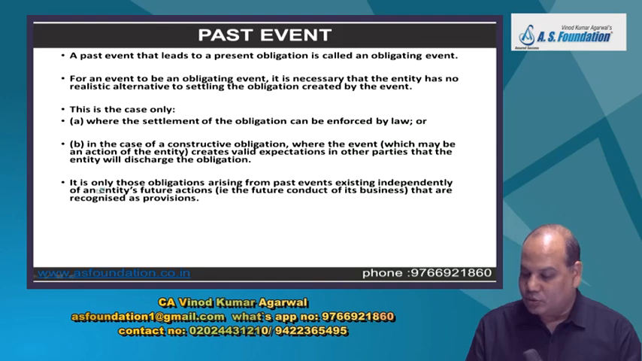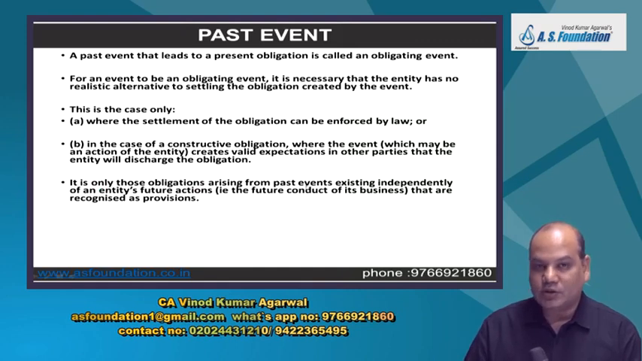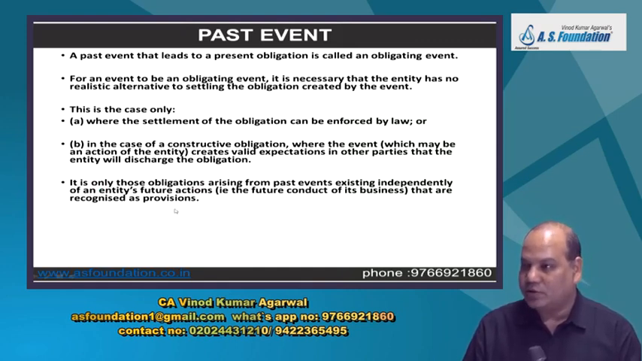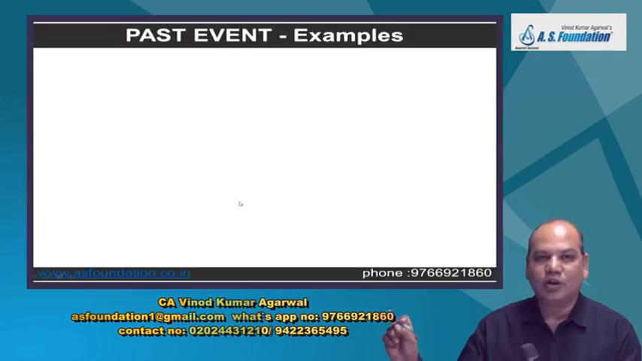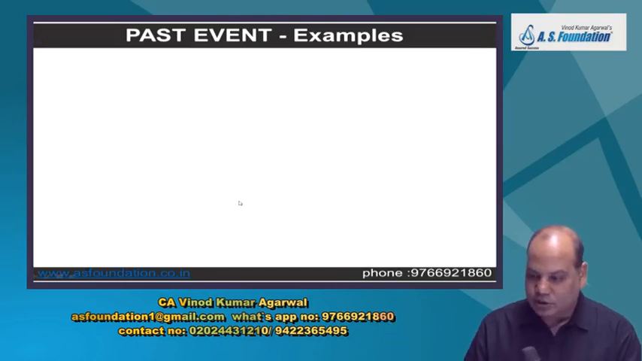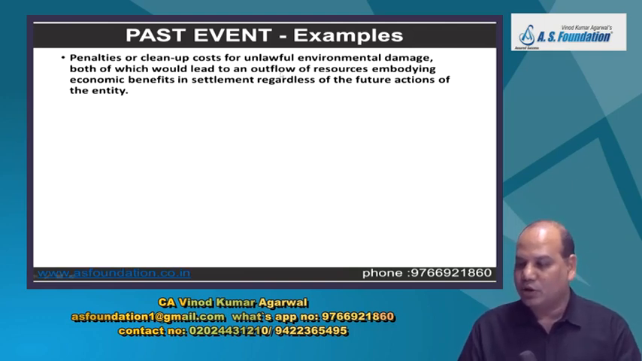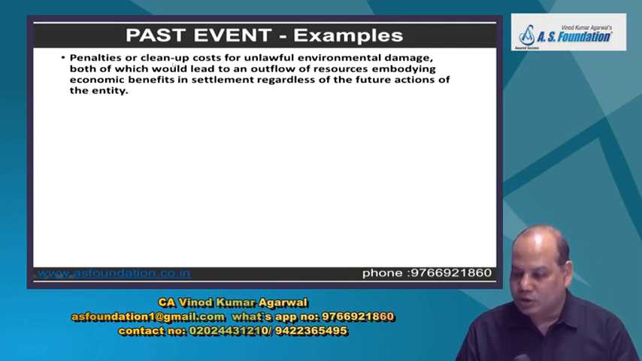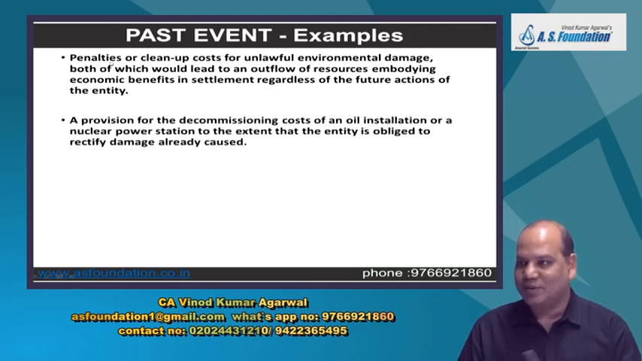It is only those obligations arising from a past event, existing independently of the entity's future actions, that are recognized as provision. Future conduct of the business will not give rise to an obligation. Now one very good example is appearing. Penalties or cleanup costs for unlawful environmental damage, both of which would lead to an outflow of resources embodying economic benefit in settlement, regardless of the future action of the entity. If you have caused unlawful damage to the environment, the law of the land says a penalty will be levied upon the entity or it has to bear the cleanup cost. It's a past event. You have no other alternative but either to incur the penalty or the cleanup cost. So while calculating the amount of provision, you will take this into account. Which is cheaper for you? If you think the penalty is simpler and cheaper, pay the penalty.